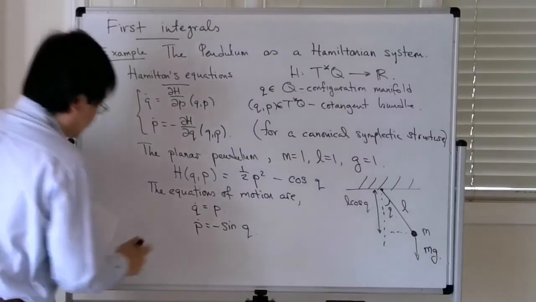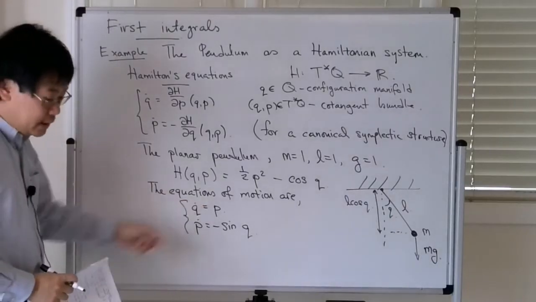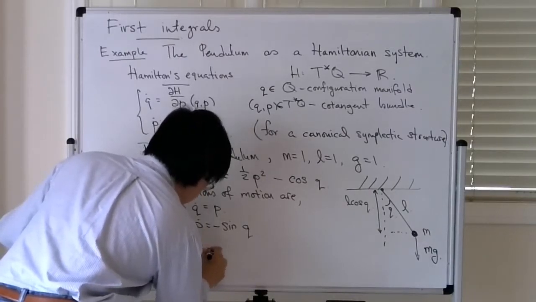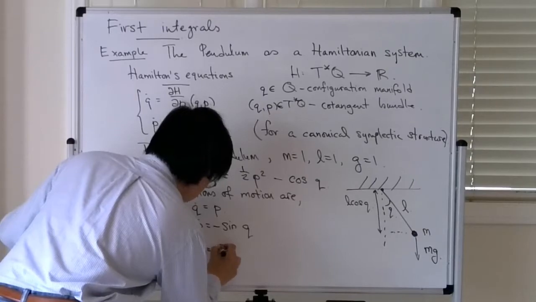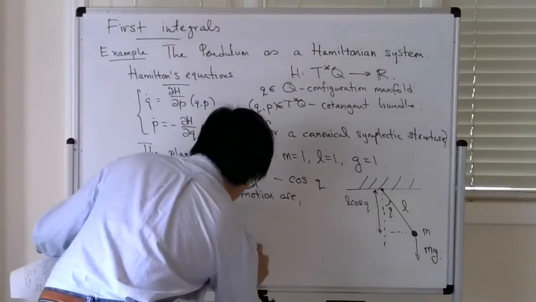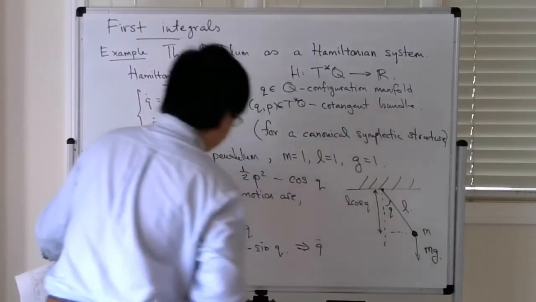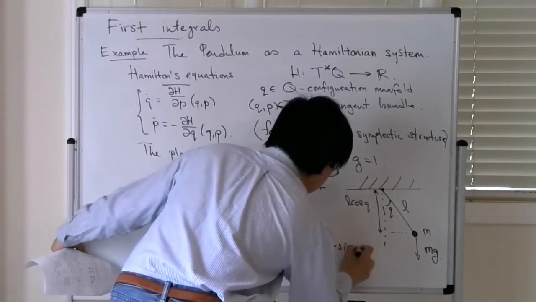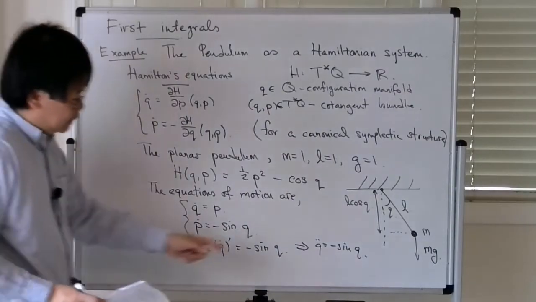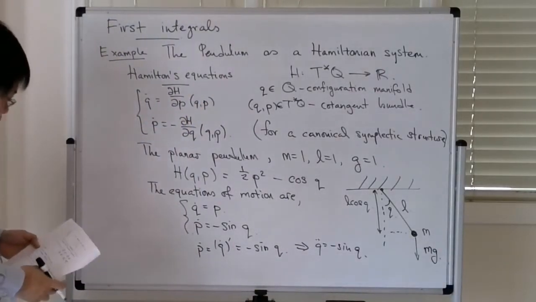And of course, if you wanted to eliminate the momentum variable, then what you get is that P dot is equal to Q dot differentiated, which is equal to minus sine of Q. So this is telling you that the second derivative of Q is equal to minus sine of Q. So you can eliminate the momentum variable if you wish, to get the more standard second order form of the equation, just in terms of the position variables.